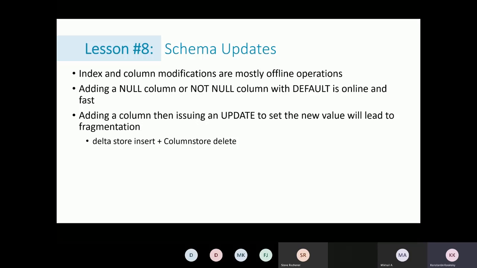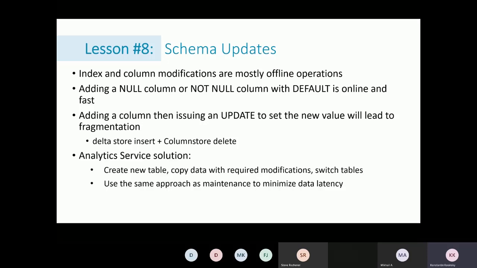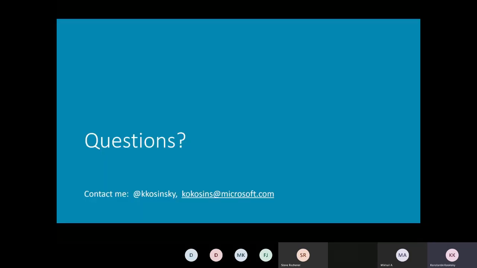So as a result, each time we need to do something more complicated and add new columns, we do it the same way as we do for servicing. We create a new table, copy data with the required modifications on insert, and we switch tables. We use the same approach to keep low latency during maintenance, so it's not visible to our customers. If you want to build something like this, you need to build it into your update scripts.